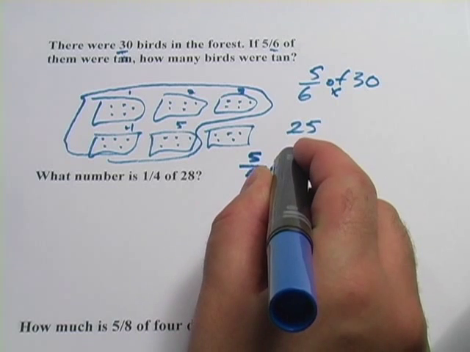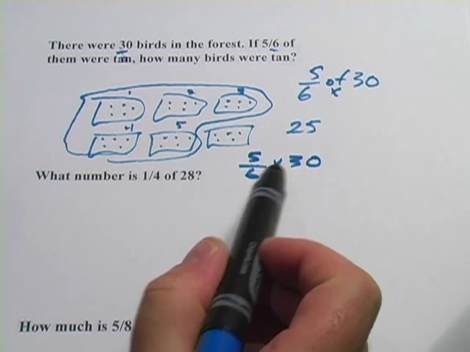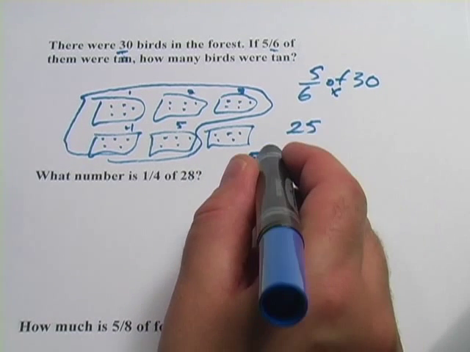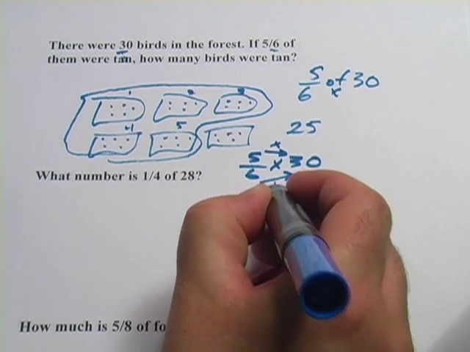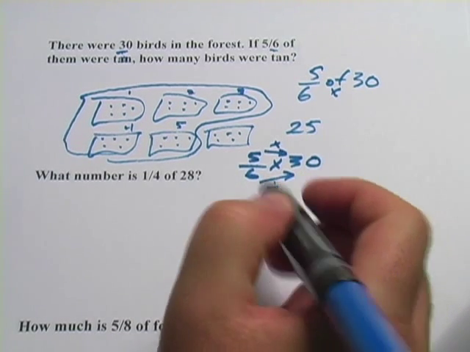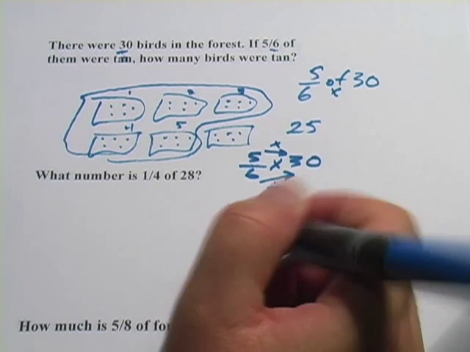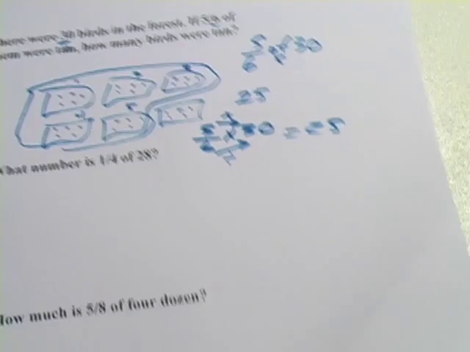So 5/6 times 30. And when you have a fraction multiplied by a whole number, the way I like to do it is say this is 30, well, times 5 and divided by 6. And I can do that on my calculator. 5 times 30 divided by 6. And that equals 25. So 2 ways to think about the same problem.